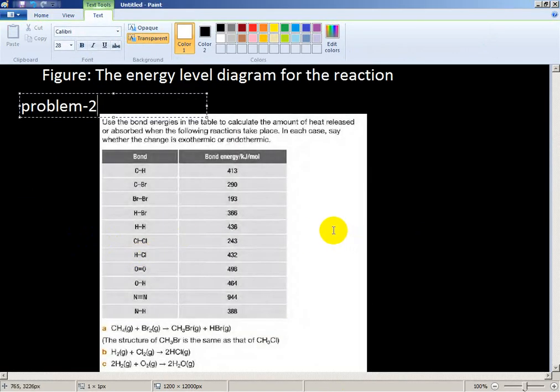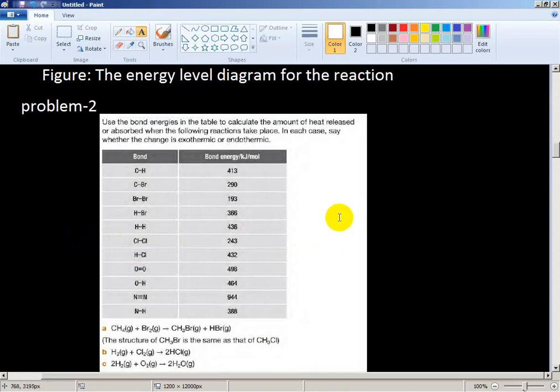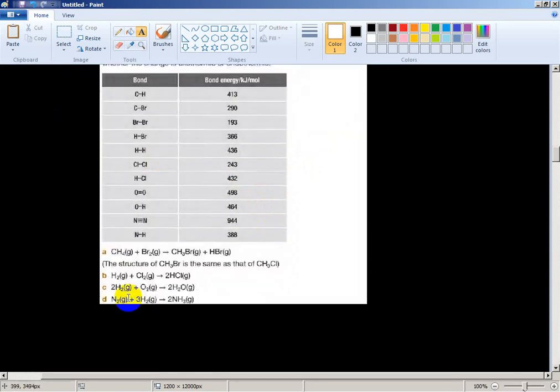Okay, now this is problem 2. First one, use bond energies. The bond energies for carbon and nitrogen are given. Using the bond energies in the table, calculate the amount of heat released or absorbed when the following reactions take place. In each case say whether the change is exothermic or endothermic. Okay, I am doing question C.